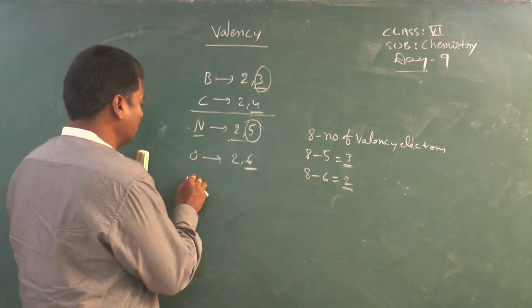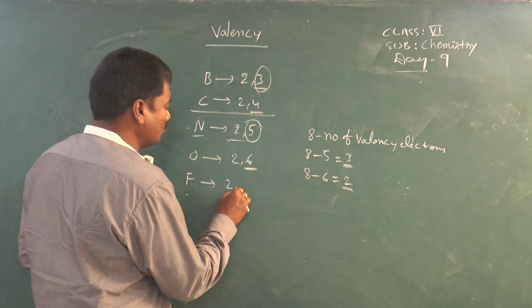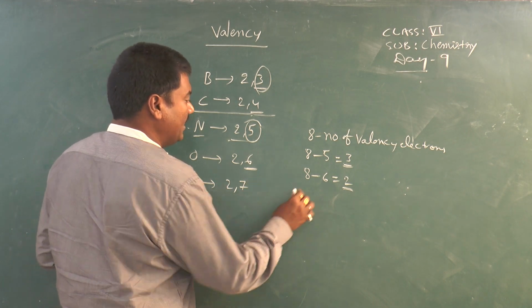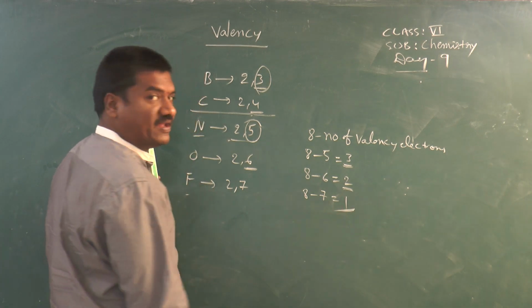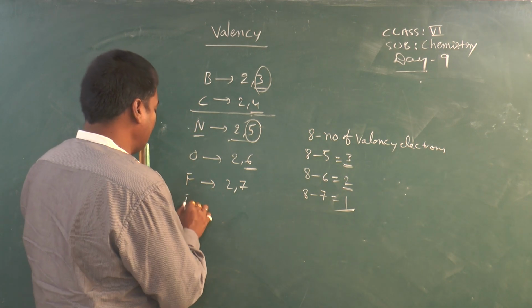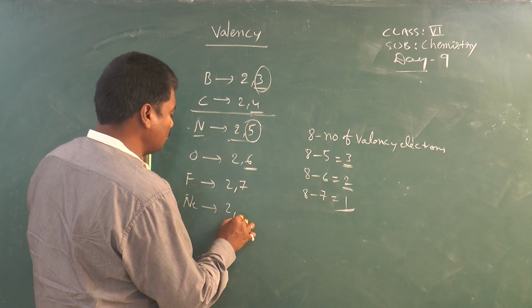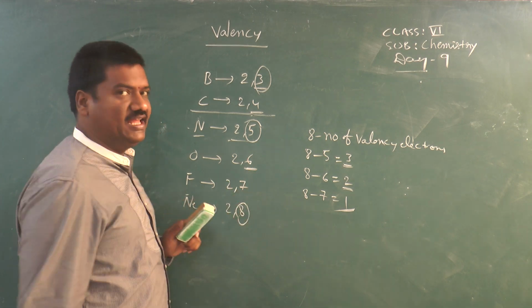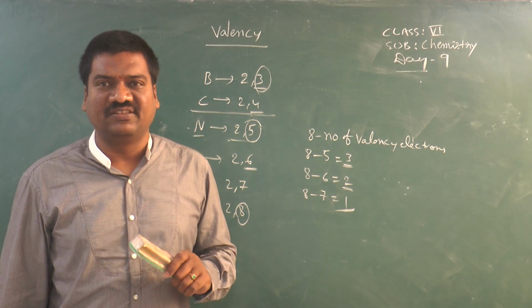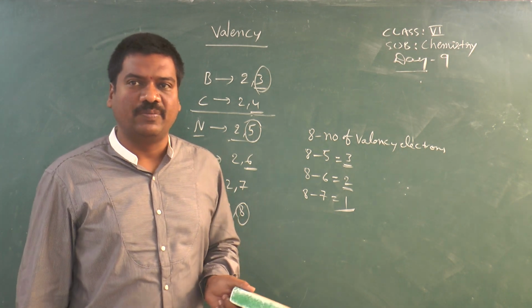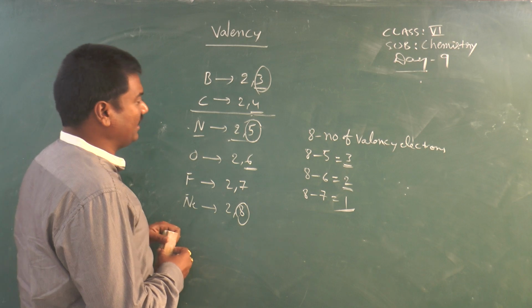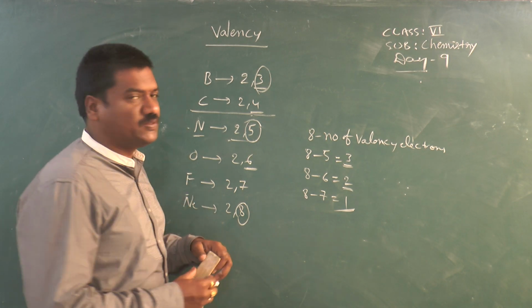Now if you come to the fluorine atom, it is 2, 7, then 8 minus 7 is equal to 1, so the valency of the fluorine atom is 1. Then neon is 2, 8, but neon is octet stable, so it is a stable element. Like that we can calculate the valency of a specific element.